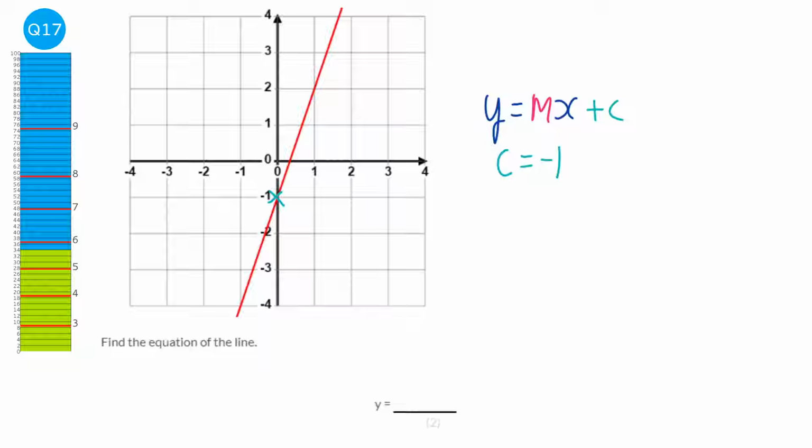Gradient's slightly harder. What we have to do for the gradient is find two coordinates that we know. Well, I'm going to use the same coordinates I've just found out from the y-intercept, and preferably we want them next to each other, so this one here is a nice one. And the gradient is basically for every 1 we go to the right, how far up we go. And we can see here that we've gone 3 up. So the gradient therefore is 3. And so writing that all out in the equation, it's going to be 3x minus 1.